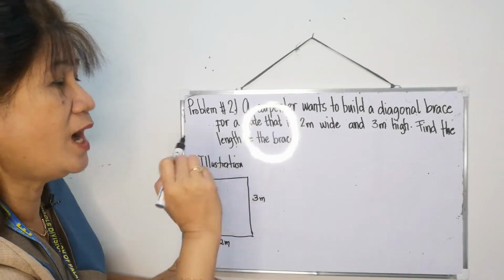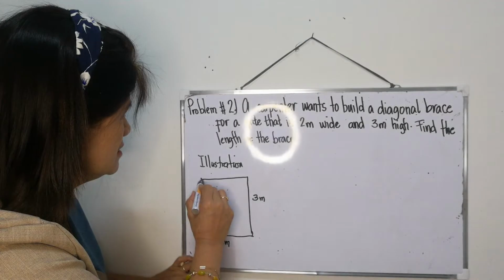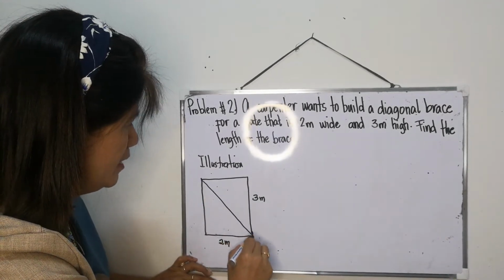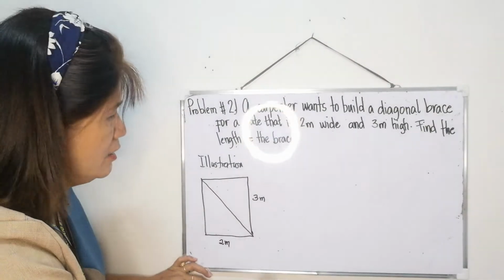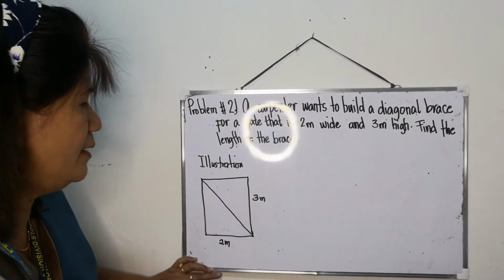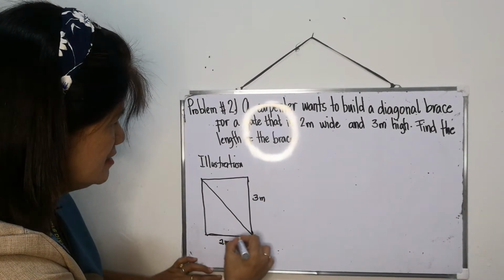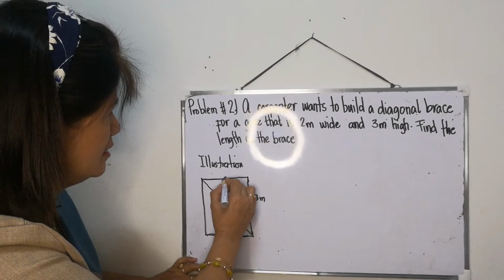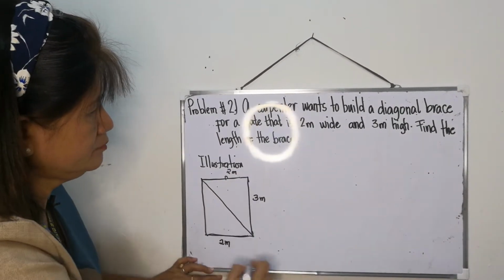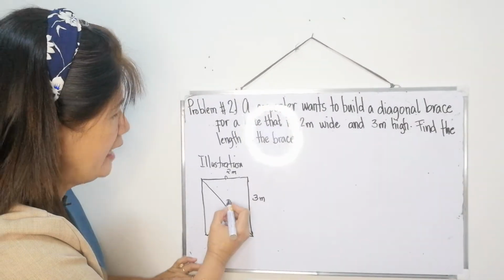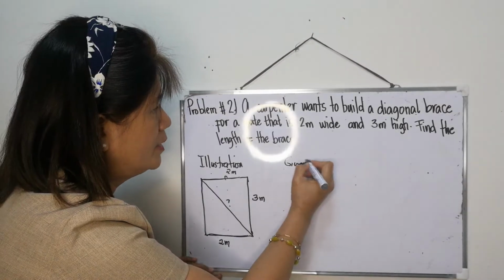The carpenter wants to build a diagonal brace. So it will be like this. Ayan. So this is what we call the diagonal brace. If you look at the figure, this side is also equal to this side. So this is also 2 meter. So what is unknown? The hypotenuse. So what are given in the problem?